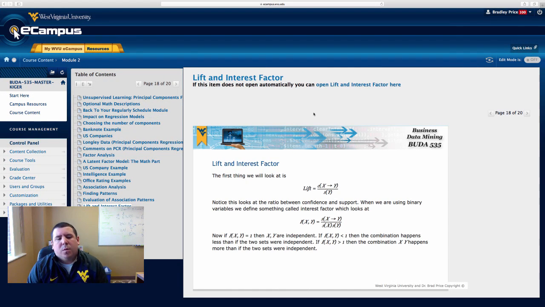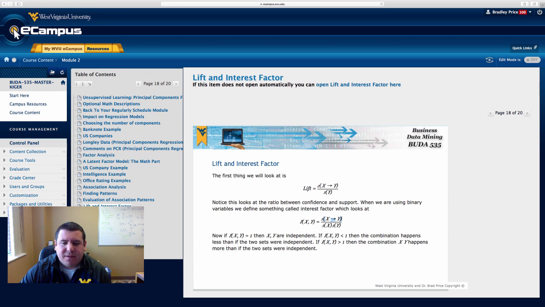All right, so we're going to start talking about some of the metrics you can use. I'm going to do 2 pages at once here just so you guys can see it. So the first thing we're going to look at is lift. This is the ratio of confidence and support. The second one is interest factor.